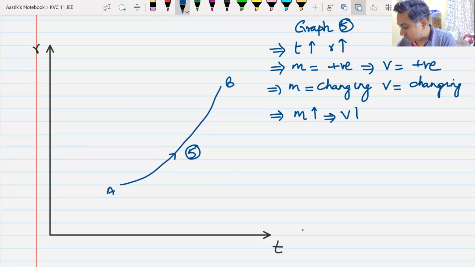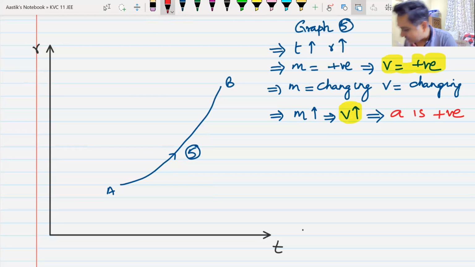Velocity is increasing. Now, look at these two points. Velocity is positive and velocity is increasing. What can you say about the acceleration? Increasing, sir. No, you can say that acceleration is positive.